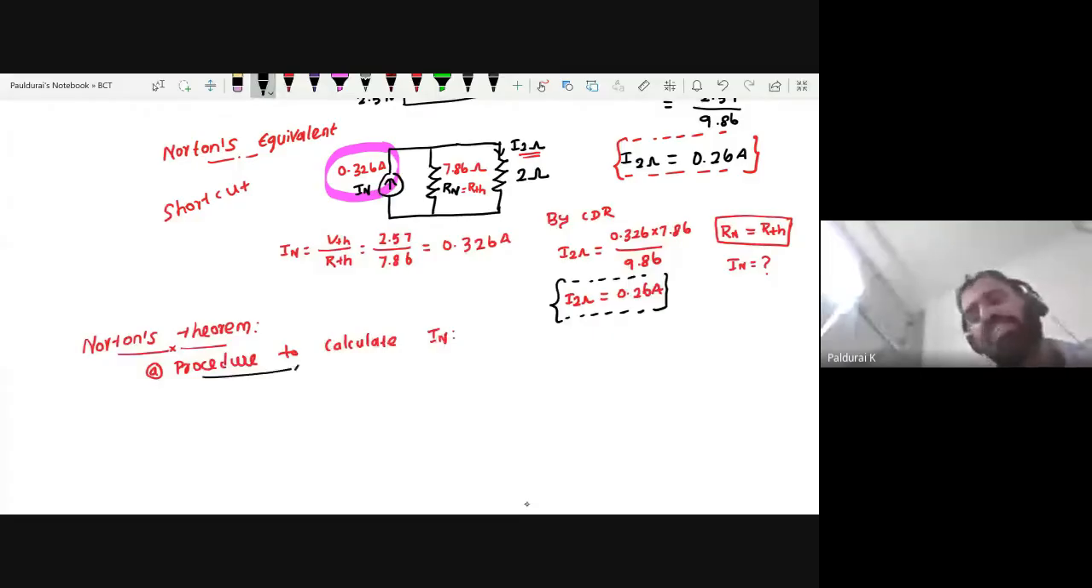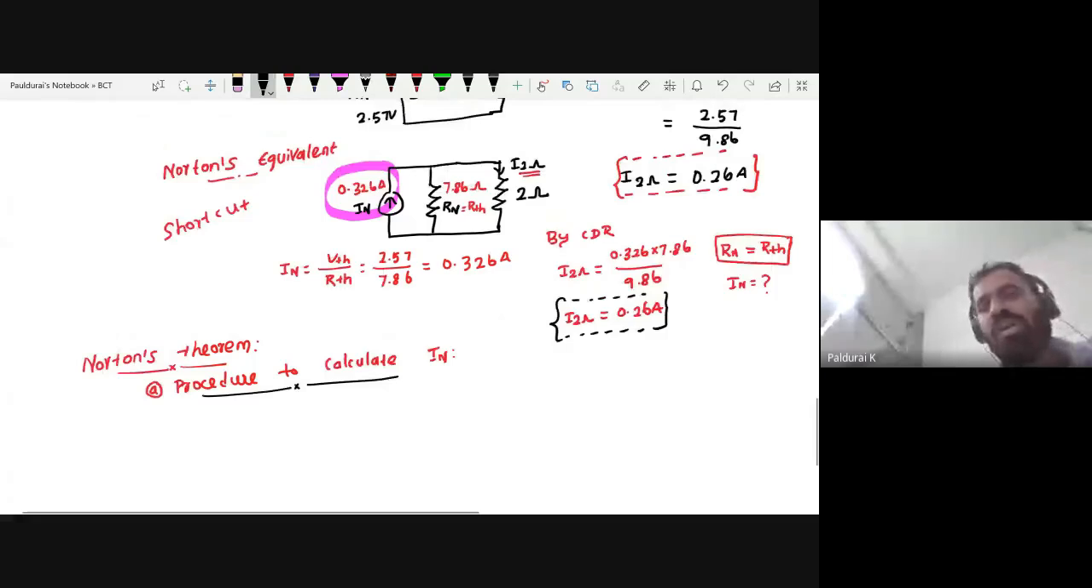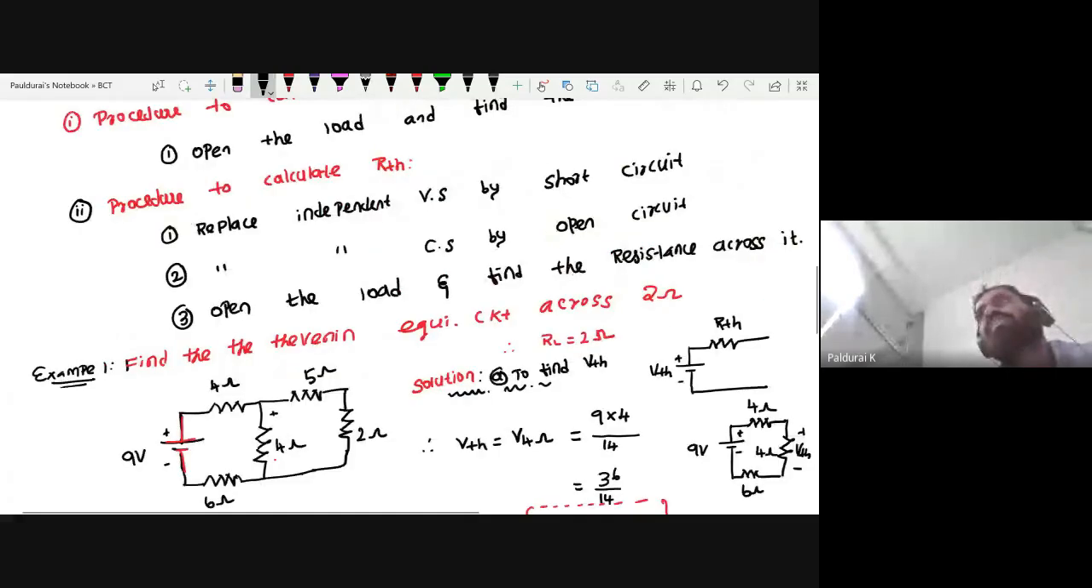What is the procedure to calculate VTH? Can you remember that? What do you want to do? You want to open the load and find the voltage across it.